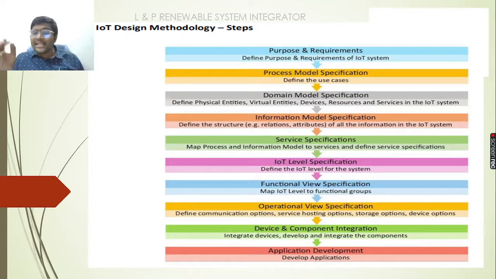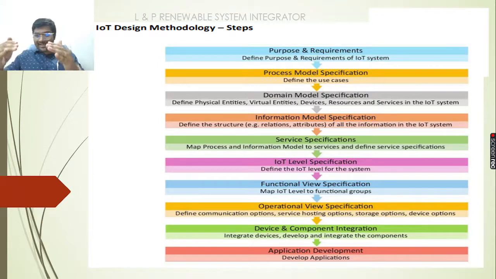Next is the service specification, that is the mapping of the process and information model to the services. Next is the IoT level specification, which defines the IoT level for the system. Next is the function view specification, which maps the IoT level to the function groups. Next is the operational view specification, which defines the communication options, service hosting options, storage options, and the device options.